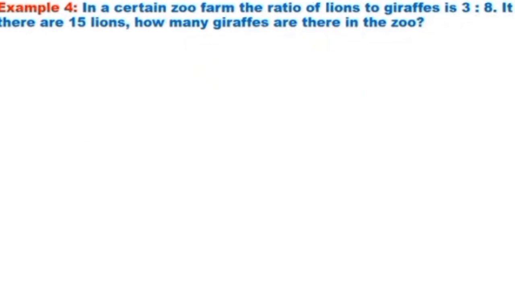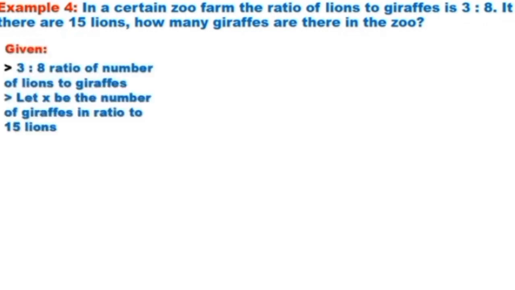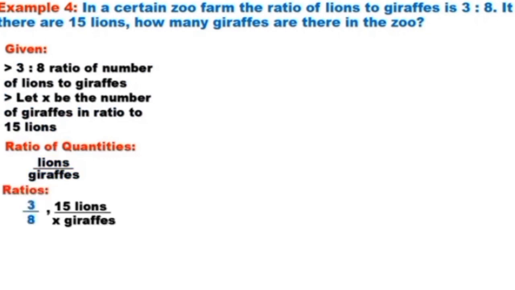Problem 4. In a certain zoo farm, the ratio of lions to giraffes is 3:8. If there are 15 lions, how many giraffes are there in the zoo? For our given 3:8 ratio of number of lions to giraffes, let X be the number of giraffes in ratio to 15 lions. The ratio of quantities: lions to giraffes. Ratios are 3/8 and 15 lions is to X giraffes. Proportion to solve: 3/8 equals 15/X.